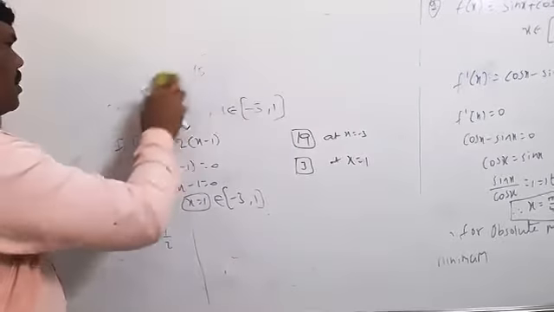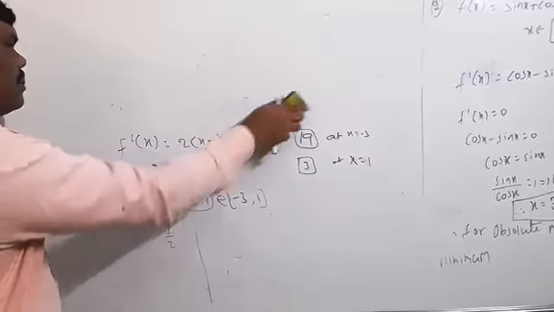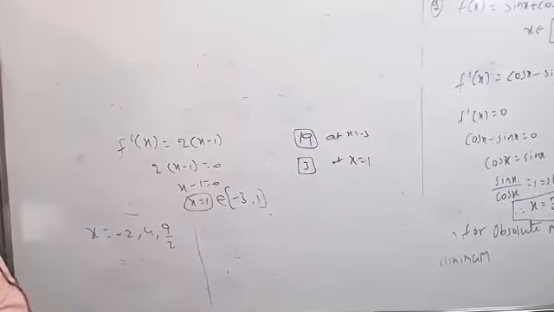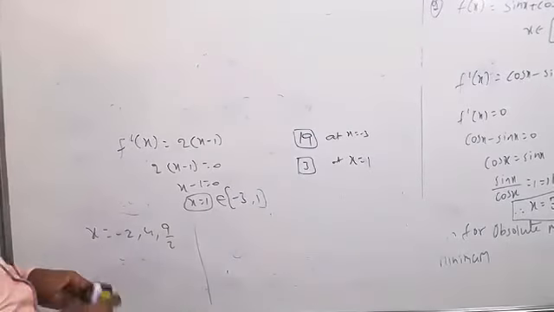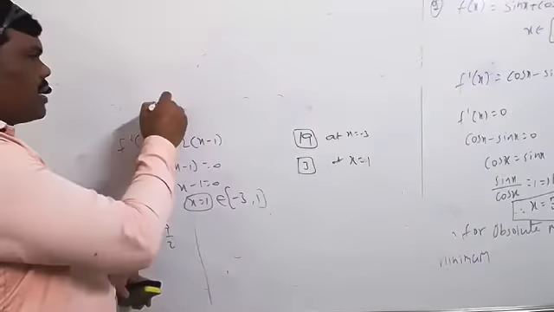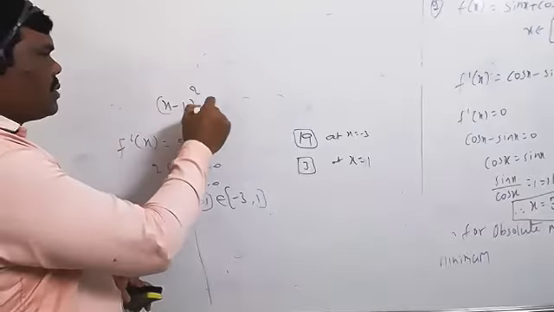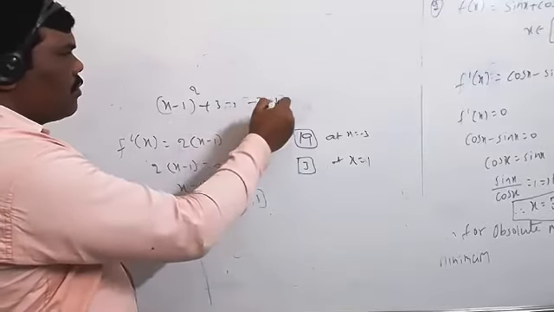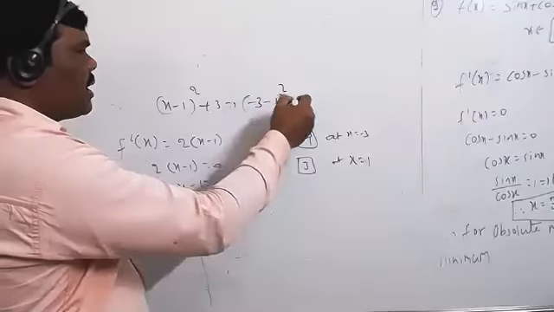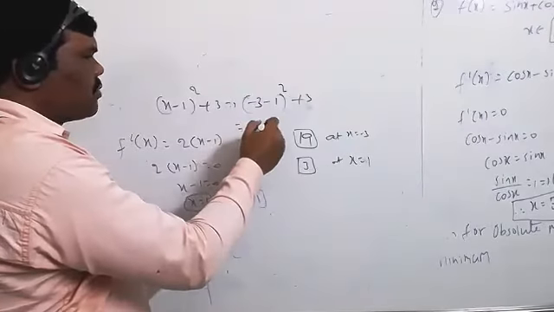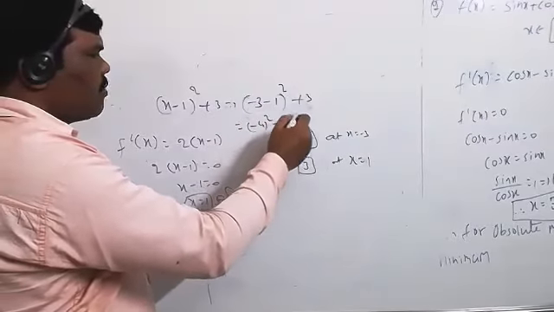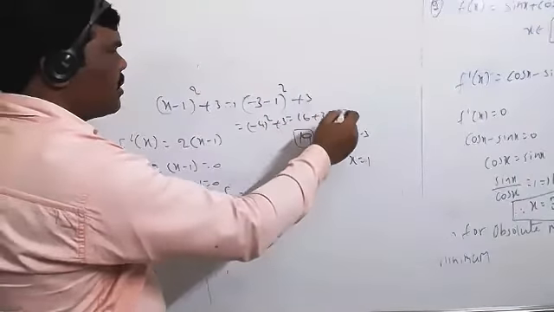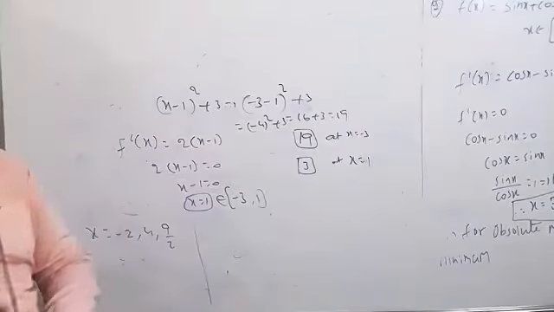Sir, maximum I'm getting 28, sir. How to get 28? Our function is only (x minus 1) whole square plus 3, no? x equal to minus 3 can take. Sir, I wrote the expression wrong, sorry. (x minus 3 minus 1) whole square plus 3. This is (minus 4) whole square plus 3 now. 16 plus 3 equal to 19. Sir, I made a mistake. Expression wrong.